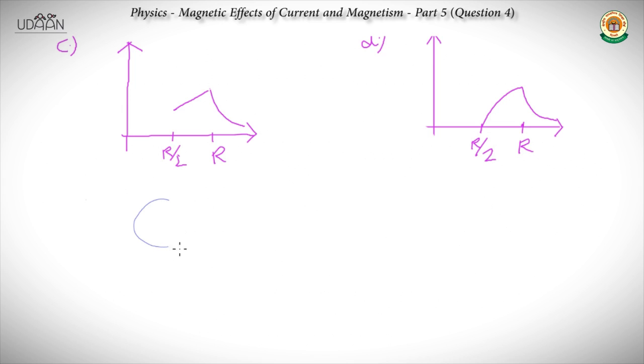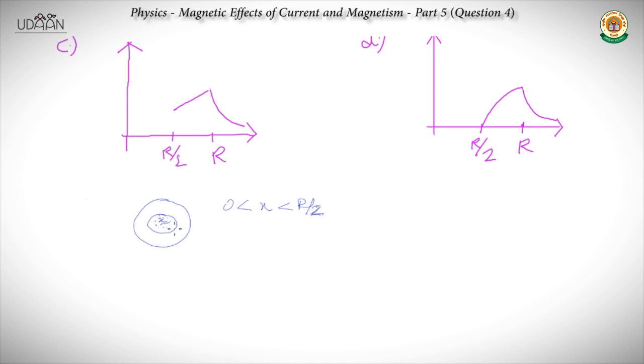First we draw the cross section of the wire. So here we have the origin, and this is R/2, and this is R. So let's consider for a distance x, for 0 less than x less than R/2.